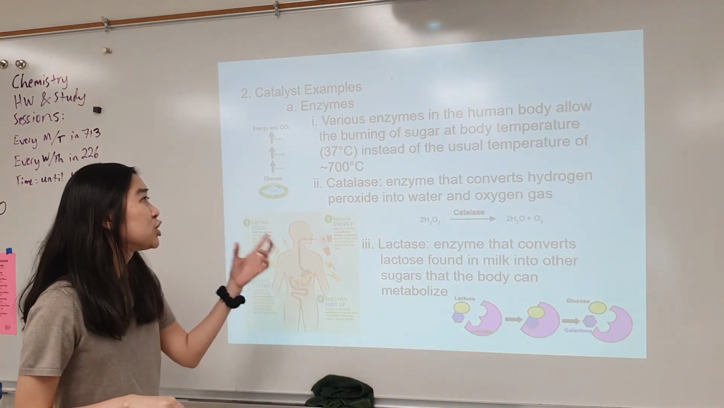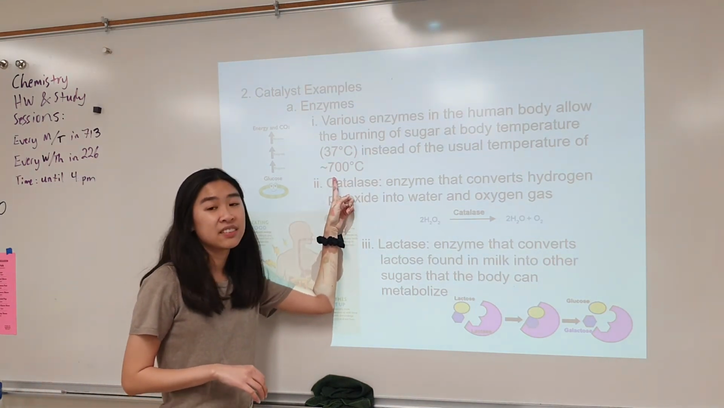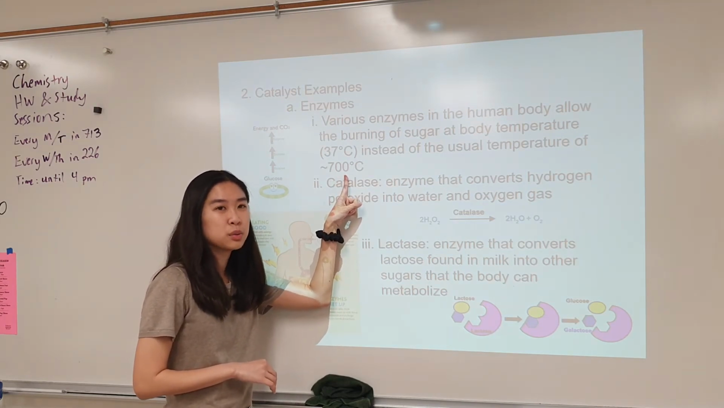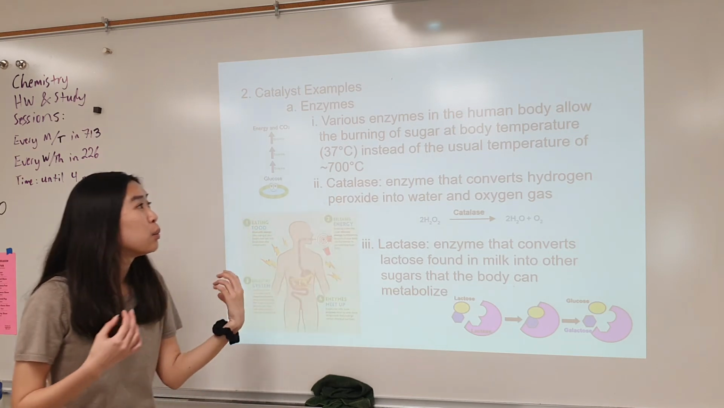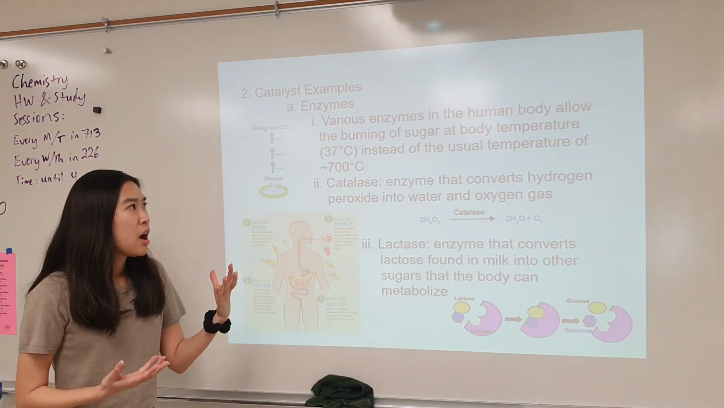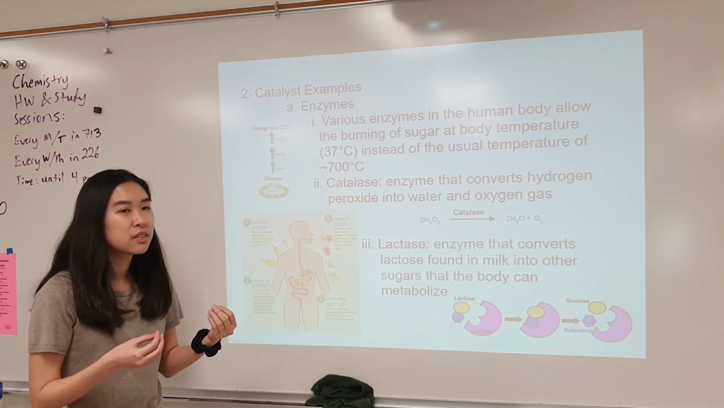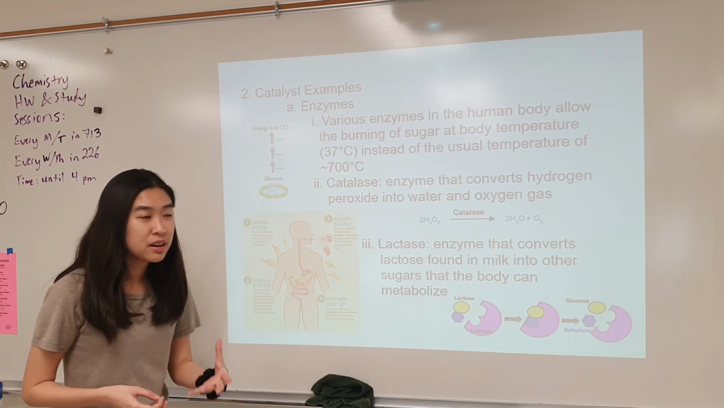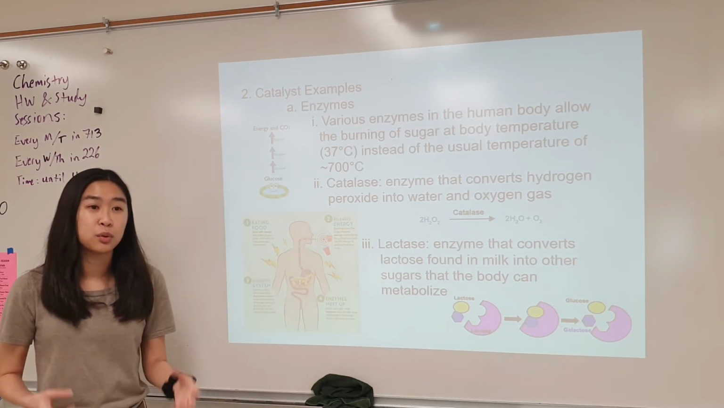Normally, sugar burns at 700 degrees Celsius, which is insane. Our bodies would not survive at that temperature. So what we do instead is we have enzymes that bring the temperature of the reaction down to 37 degrees Celsius. And that way that reaction can happen and we can get that energy from burning sugar so we can use it for our bodies.